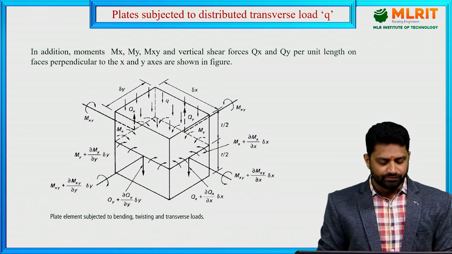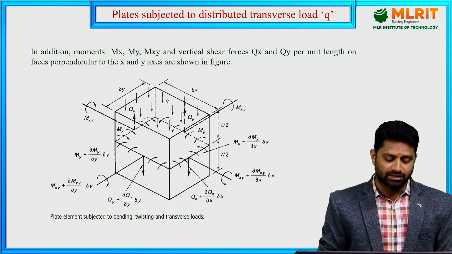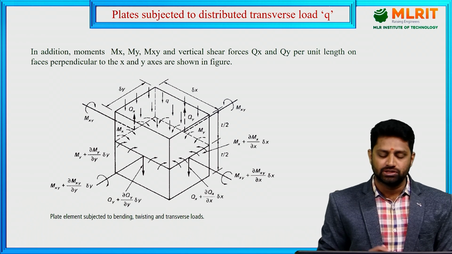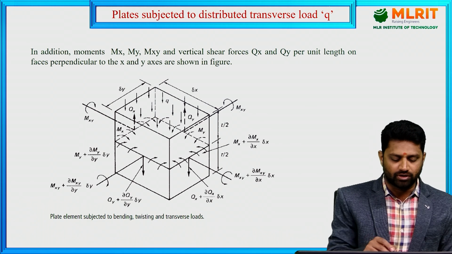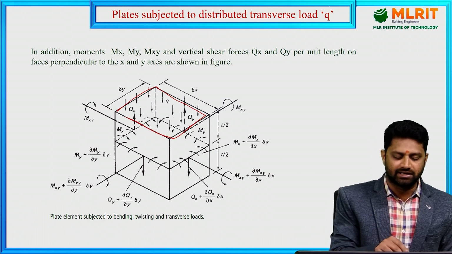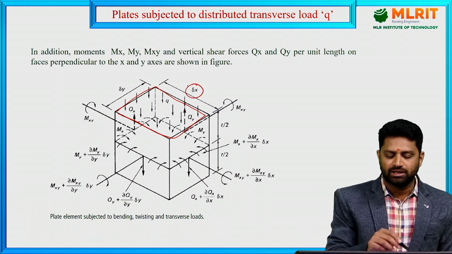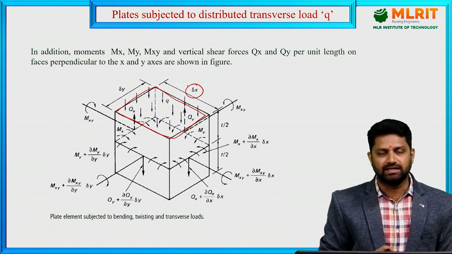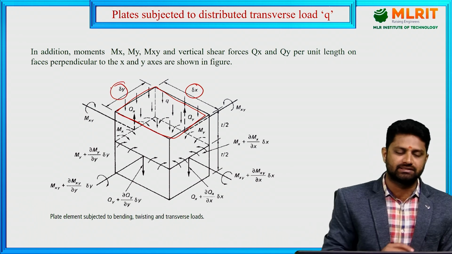So this is a small element in which many moments are represented. So first let's try to understand this diagram. First of all, we are considering a plate which has a rectangular cross section. Let us assume the edge length along the x-axis is delta x and the length along the y-axis is delta y.